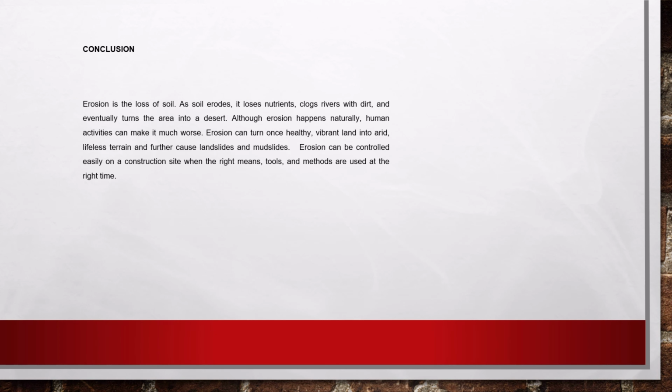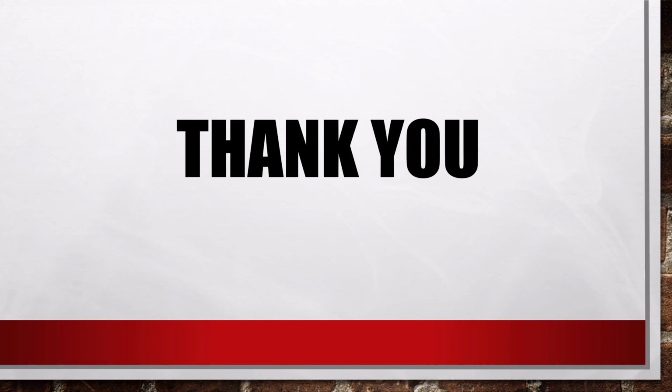So, in conclusion, erosion is the loss of soil. As soil erodes, it loses nutrients, clogs rivers with dirt, and eventually turns the area into a desert. Although erosion happens naturally, human activities can make it much worse. Erosion can turn once healthy, vibrant land into arid, lifeless terrain and further cause landslides and mudslides. Erosion also can be controlled easily on a construction site when the right means, tools and methods are used at the right time. That's all from me.